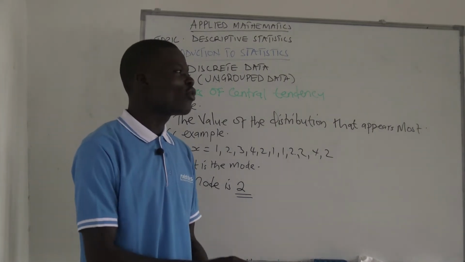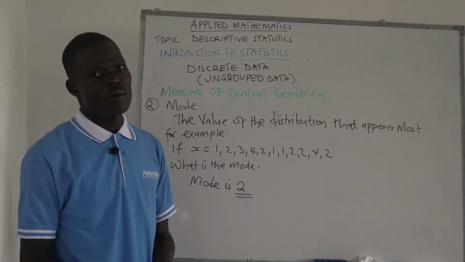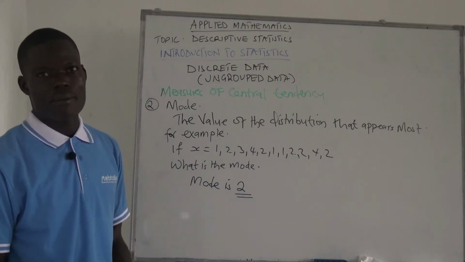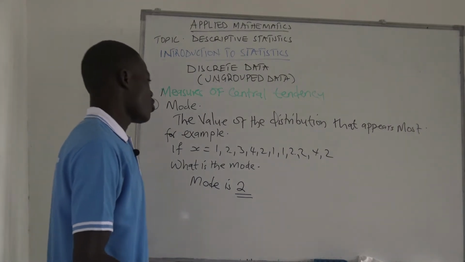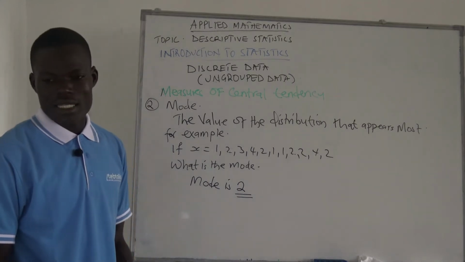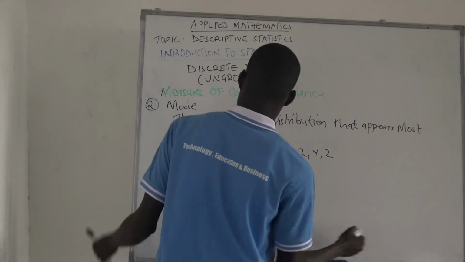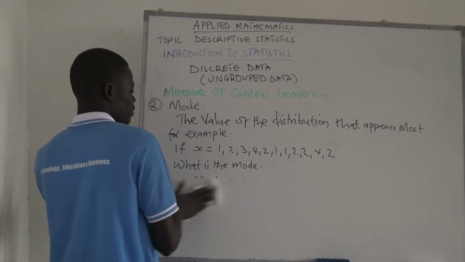You just need to know the values of x which are appearing most. The variable which appears most is our mode. The variables which do not appear most are not the mode. So how do we get the third one? Now for mode, it is just that simple.